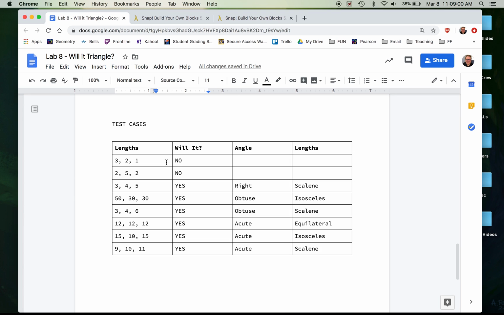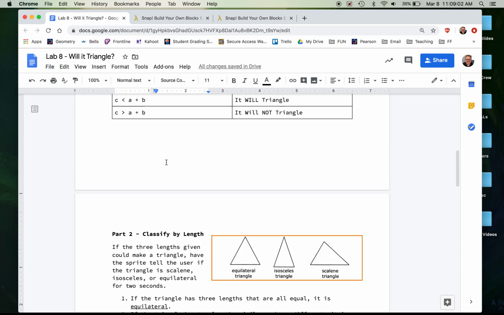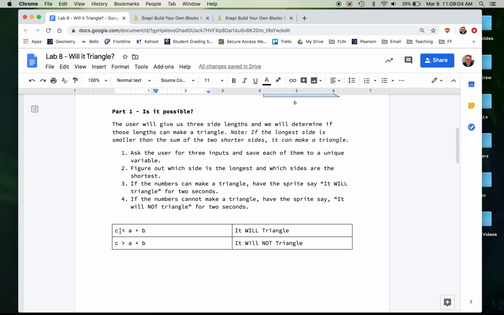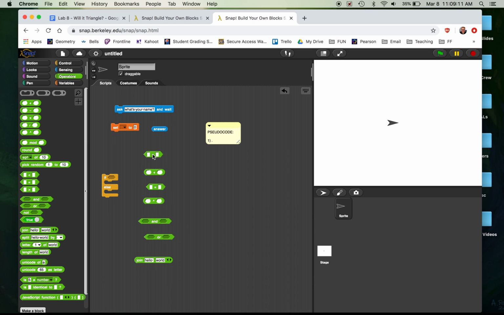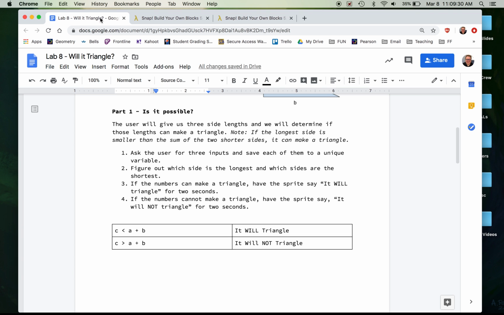We recall that some of the math that's involved, for example, this right here, we need to be able to say, is C less than A plus B? Well, you could see putting together is C less than A plus B, and then we could slot that inside of an if block, and right away that's a chunk of the way done with the code we need to figure out if it'll triangle, right? So we can nest some of these reporters inside other ones. So that's how to approach the logic of part one.